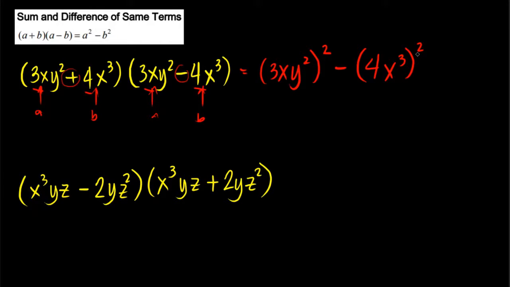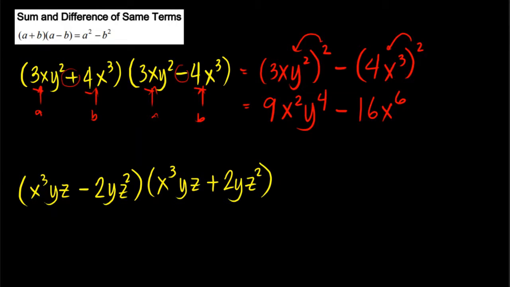But this is not done yet. You have to distribute the square inside. So, to simplify this, 3 squared is 9. X squared, y squared is to the 4th. Minus 4 squared is 16. X, 3 times 2, that is 6. Just remember your laws for exponents. Now, we also have a video for that. And that's it.